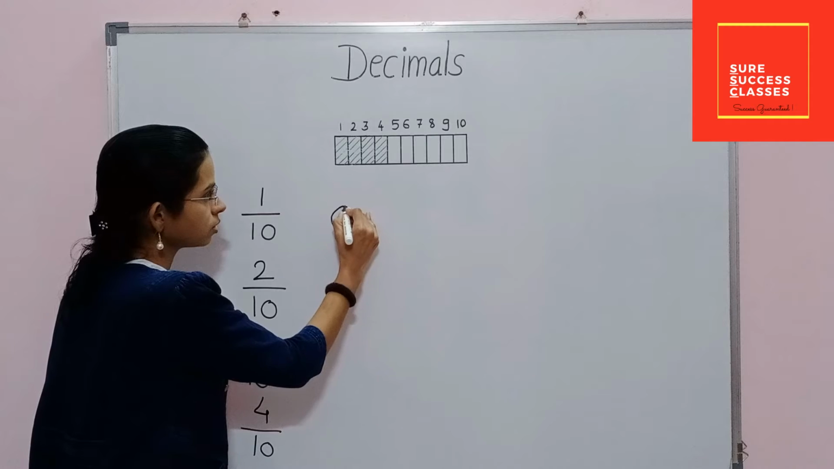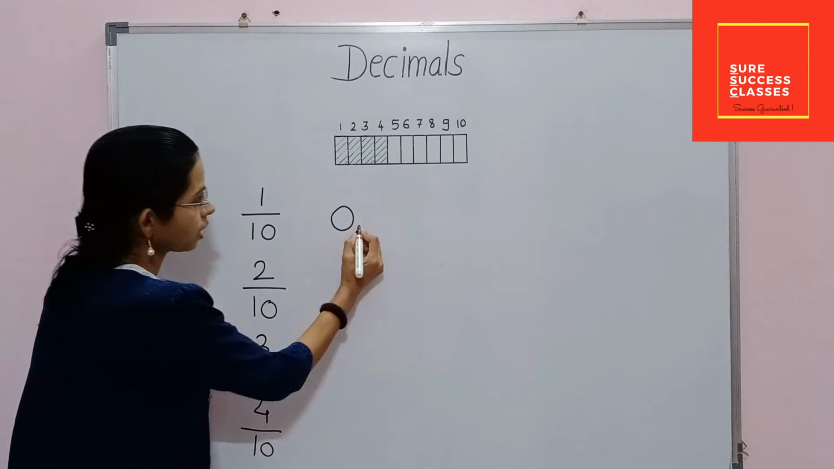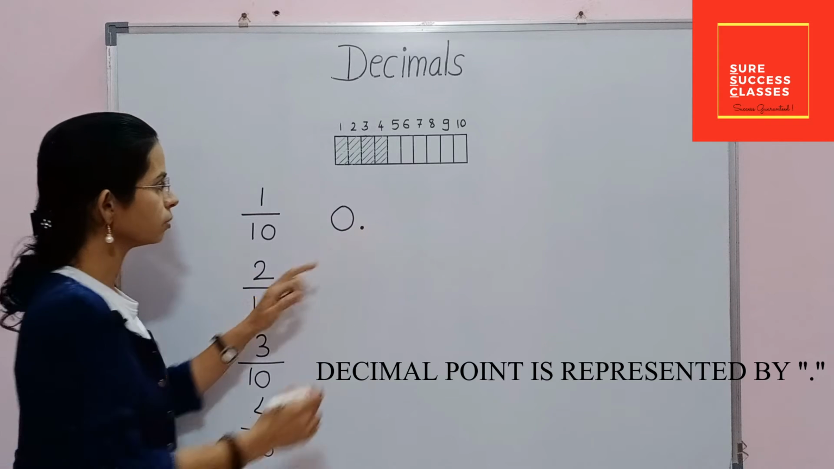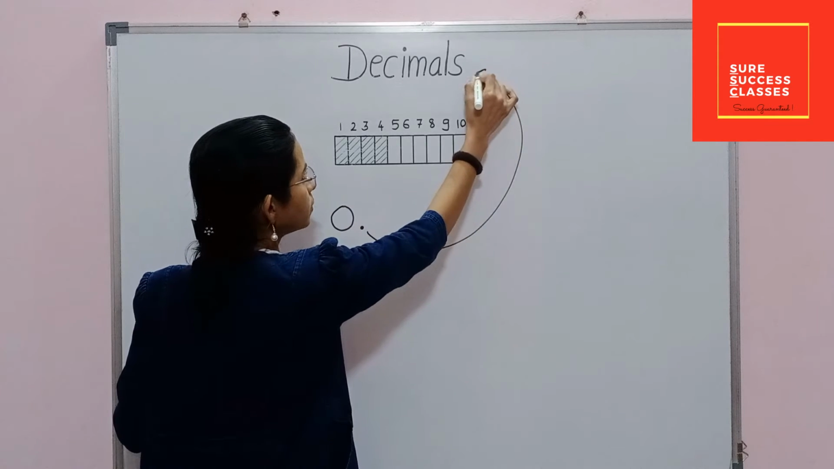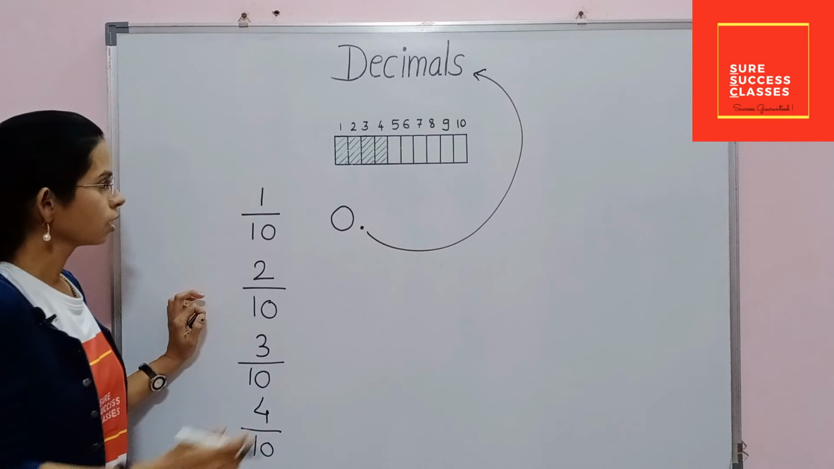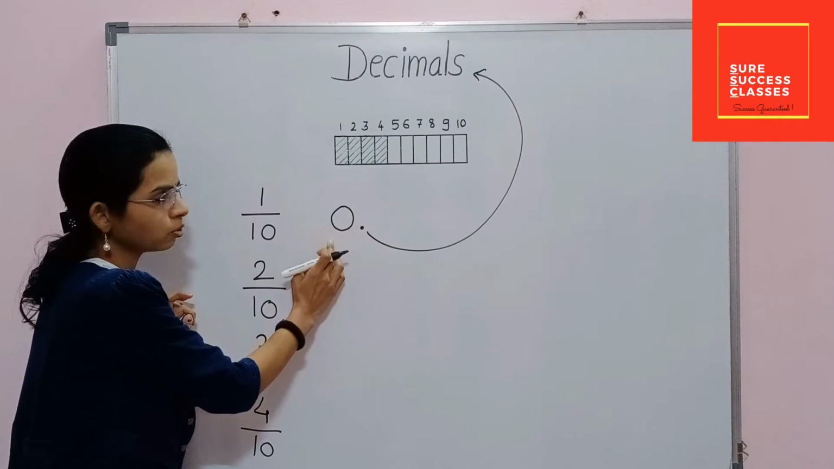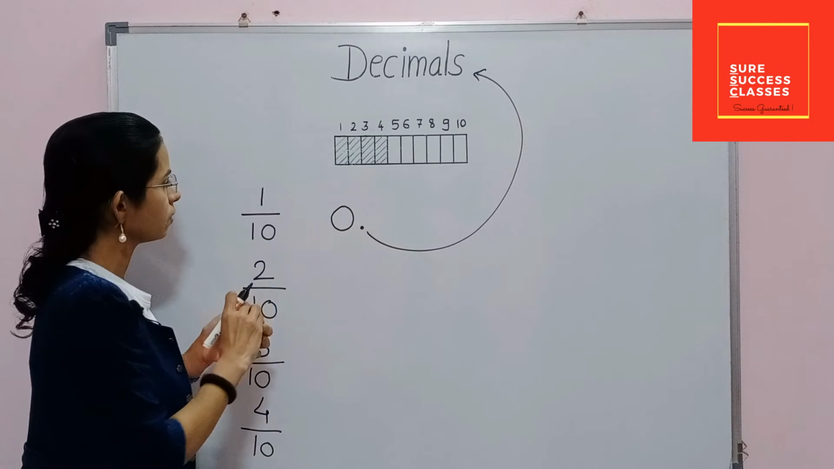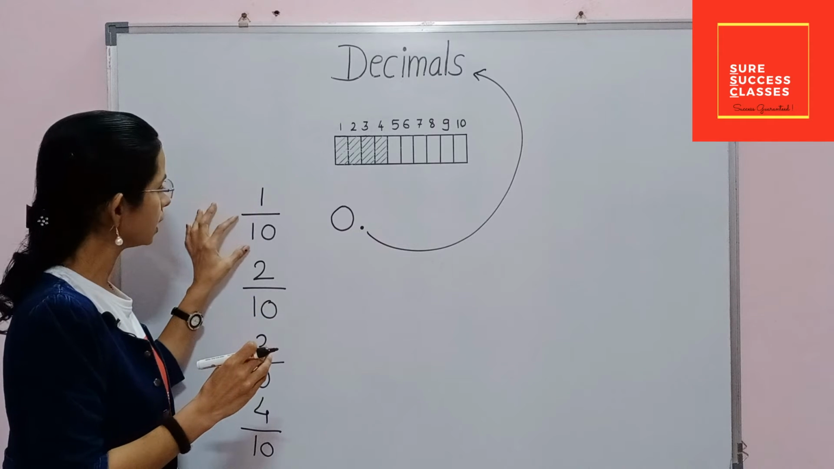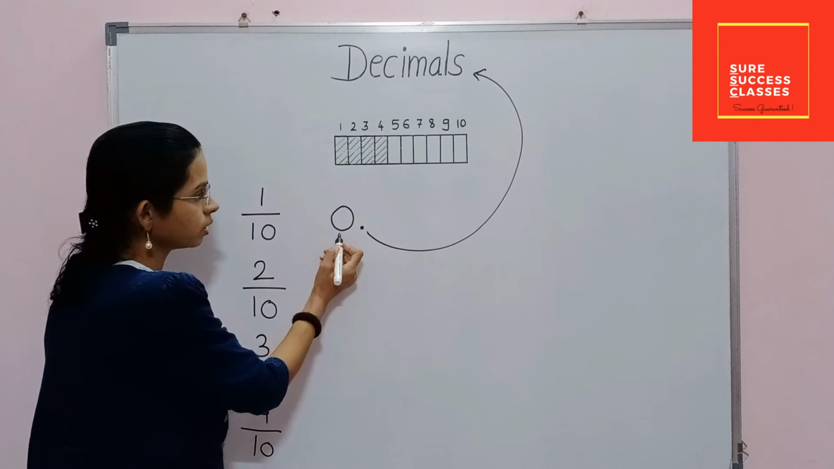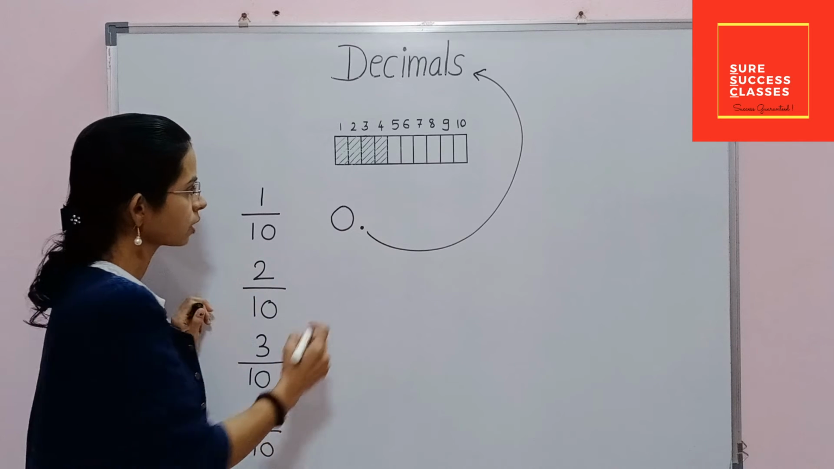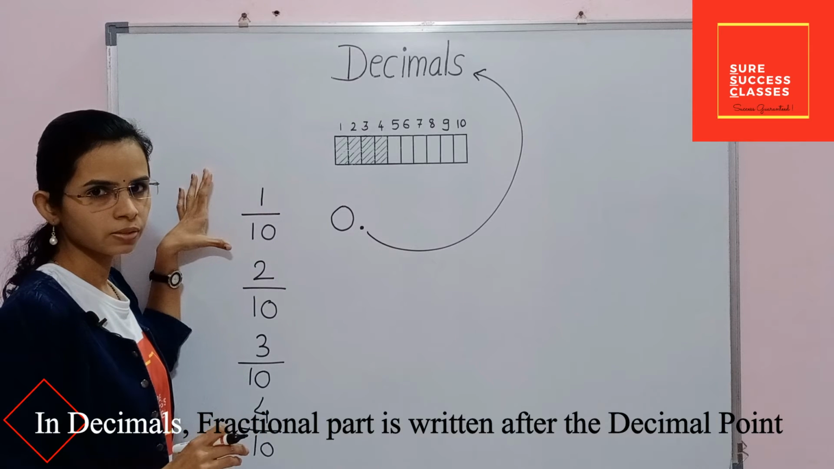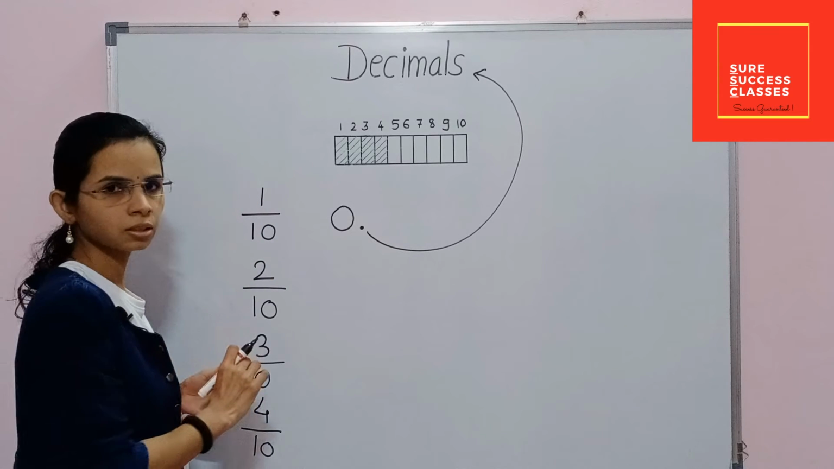we write 0 and then put this dot. This dot is nothing but the decimal point, and before this decimal point we write whole numbers. This fraction is considered from 10 equal parts, so for the whole number we write here 0, and after this decimal point we write the fraction 1/10.